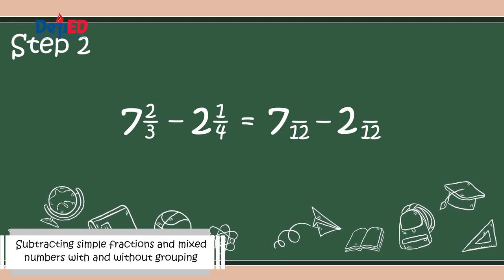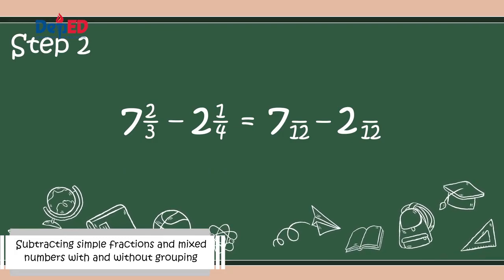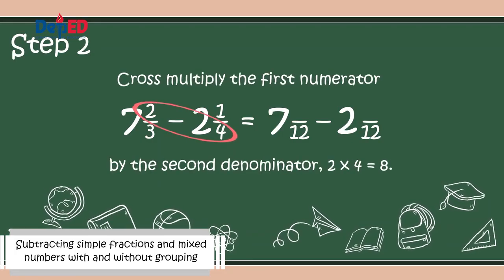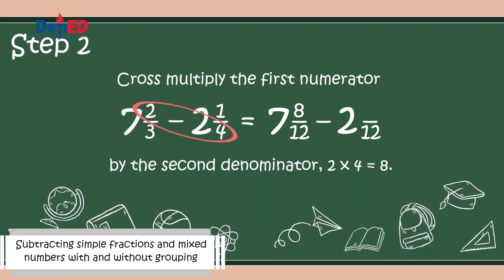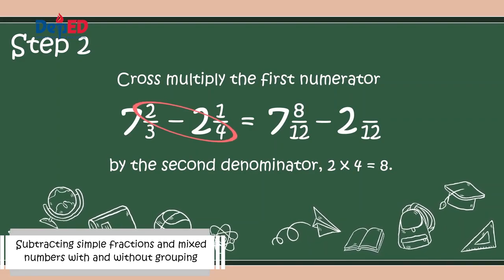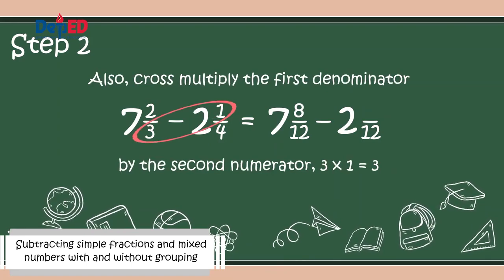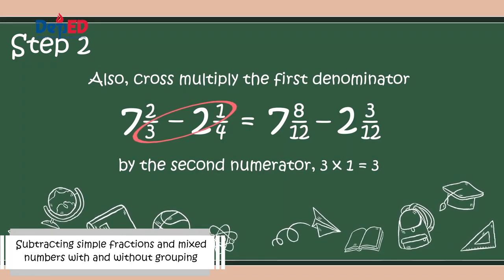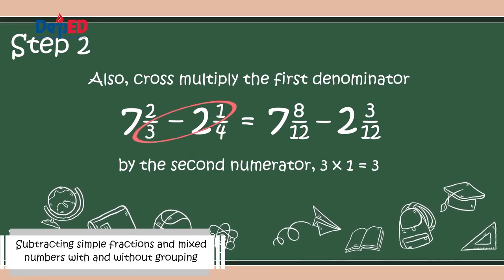Step 2. Cross multiply the first numerator by the second denominator. 2 times 4 equals 8. Also, cross multiply the first denominator by the second numerator. 3 times 1 equals 3.